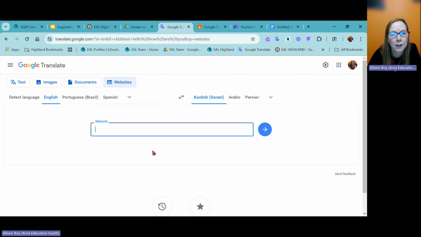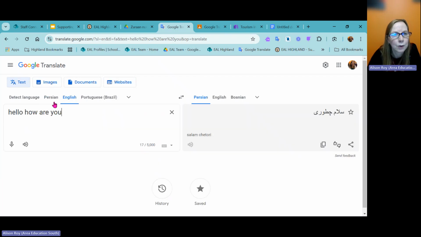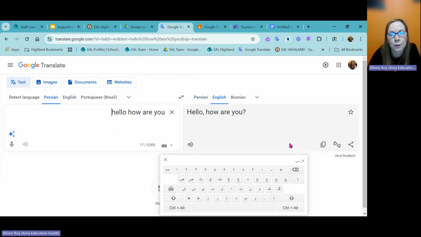Okay, and the other thing, if we go back to the text, we've also got keyboards. For languages that have a different script, if I've clicked there Persian, again, that's the same as Farsi and Dari, the students can then click on the on-screen keyboard to allow them to type in a language using the different script.